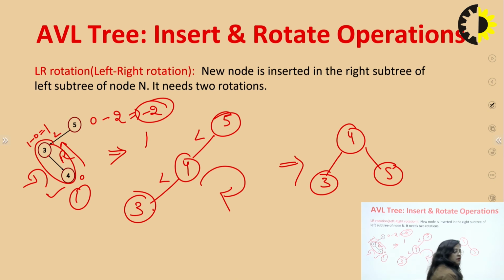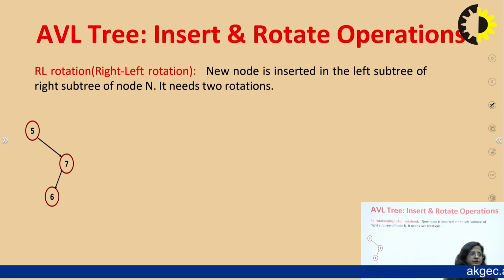Now check the balance factor again. This is the leaf node, and a leaf node is always 0, and this is also 0 because right side 1 minus 1 equals 0. So after conversion this tree is balanced. This is the RL rotation. RL rotation means right left rotation.